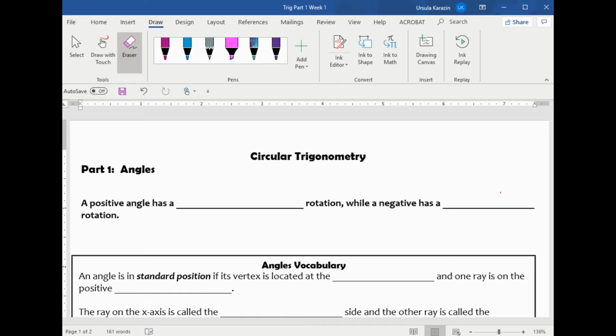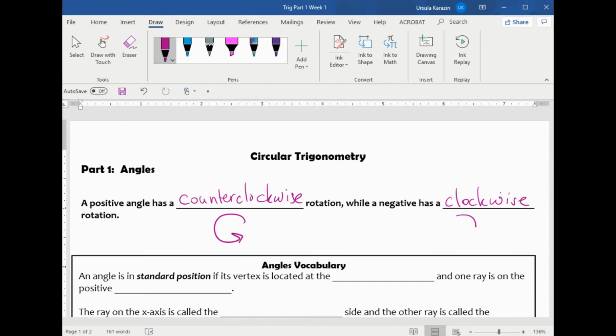All right, so positive versus negative angles. A positive angle has a counterclockwise rotation, which may seem weird, but that's how we do it. And a negative angle has a clockwise rotation, which, think about it, that means a positive goes this direction and a negative will go that direction.